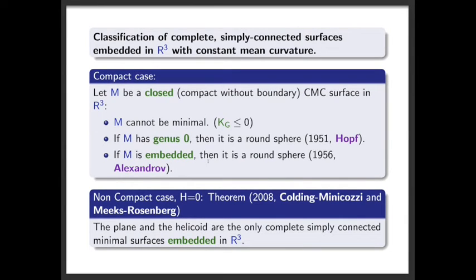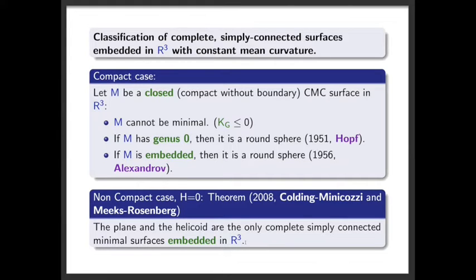Okay, so this kind of takes care of the compact case. So what can we say about the non-compact case? When H is equal to 0, there is this classification result due to Colding-Minicozzi and Meeks and Rosenberg, that the plane and the helicoid are the only complete simply connected minimal surfaces embedded in R3.